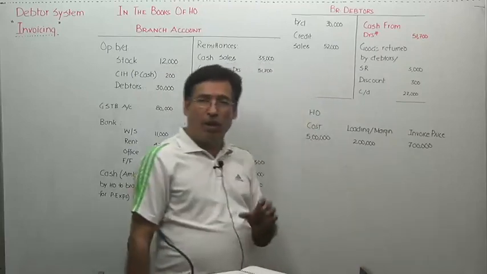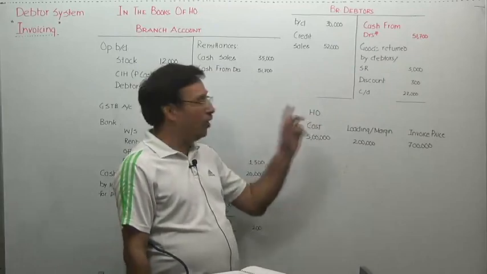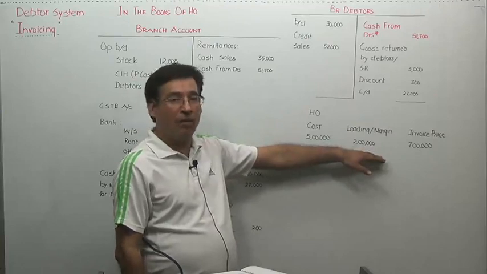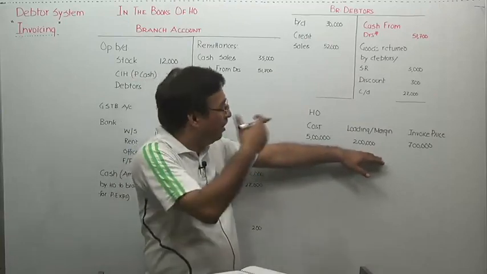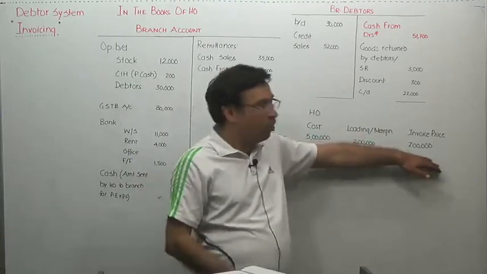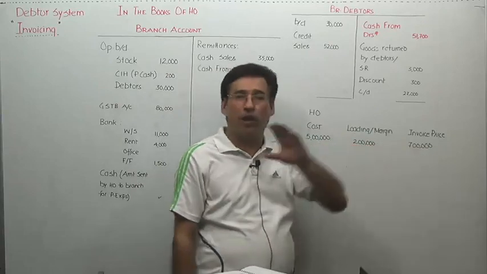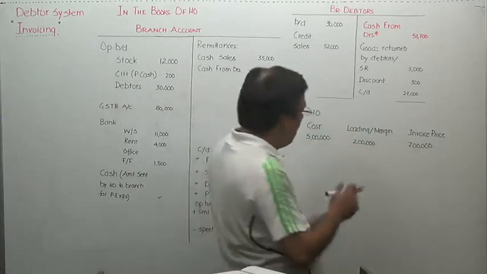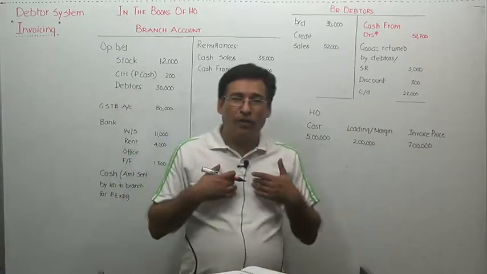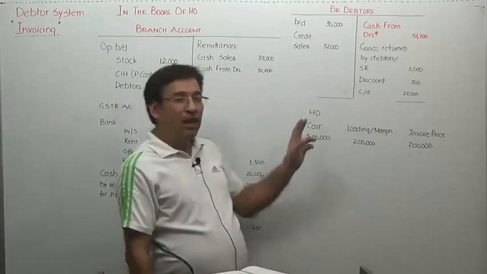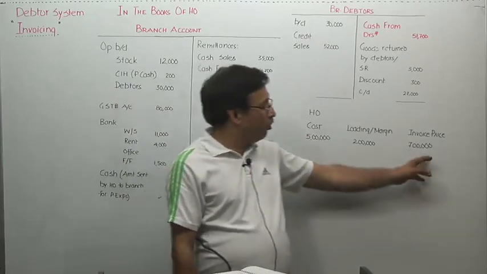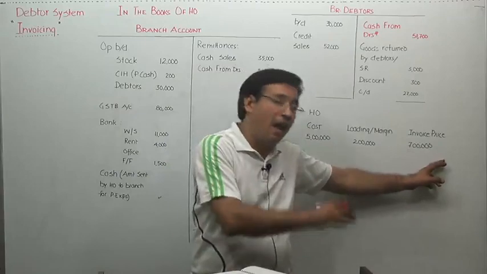And in accounting terminology, from the point of view of head office, this is the cost price and this is the margin by which they enhance the price, they increase the price. This is known as loading or margin. And the price at which goods are being sent is known as invoice price. Is it clear to you? Now, I am going to ask you a question. I am the head office, correct? Will head office ask its branch manager now to dispose of the goods at rupees 7 lakh or above this price?